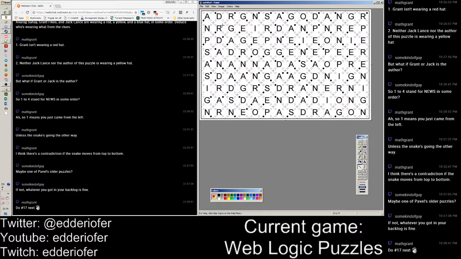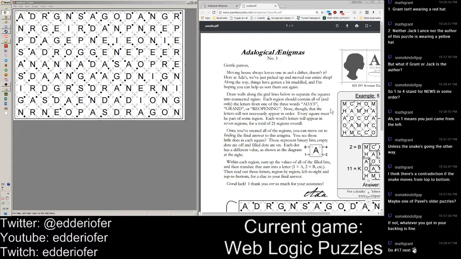So, if it's part of Grand, it can't involve this P, and it can't involve either of these two A's, or that E. But I don't think I can say much else. This one needs to be part, hold on. Double N is a possibility, as is double E. Not double G, though.